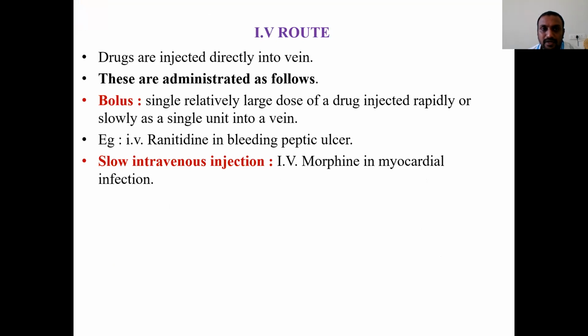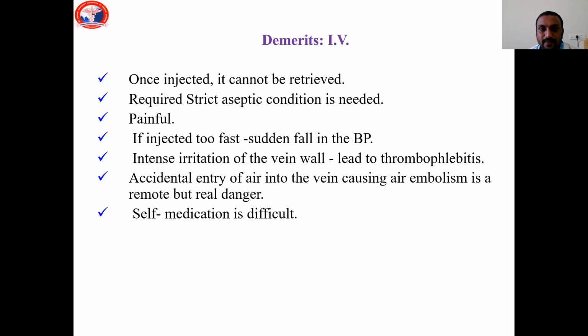In the IV route, drugs are injected directly into the vein. They are administered as follows: as a bolus, a single relatively large dose of a drug is injected rapidly or slowly as a single unit into the vein. Example, ranitidine in bleeding peptic ulcers, and slow intravenous injection. IV morphine is used in case of myocardial infarction.